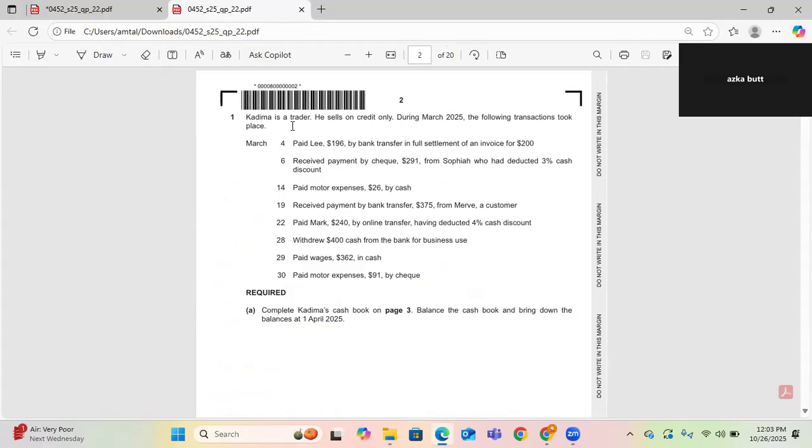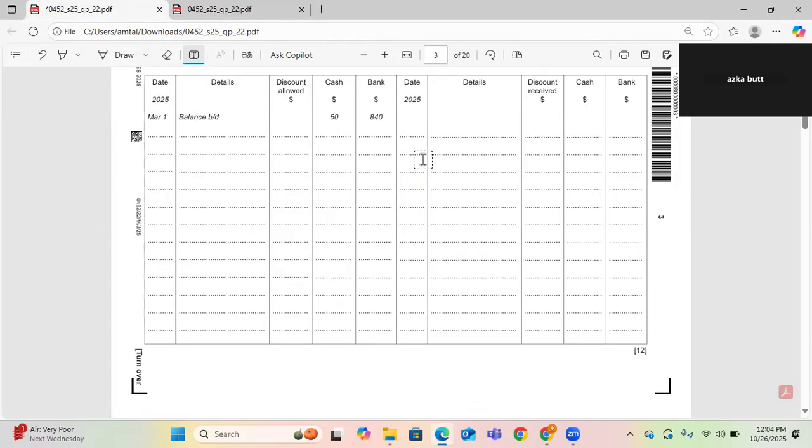Okay. Kadima is a trader. He sells on credit only, and during March 2025, the following transactions took place. March 4: paid Lee $196 by bank transfer in full settlement of an invoice of $200. So the total amount we need to pay to Lee is 200, but we have paid 196, which means we have received a discount of $4. Let's write it here. So this happened on March 4.